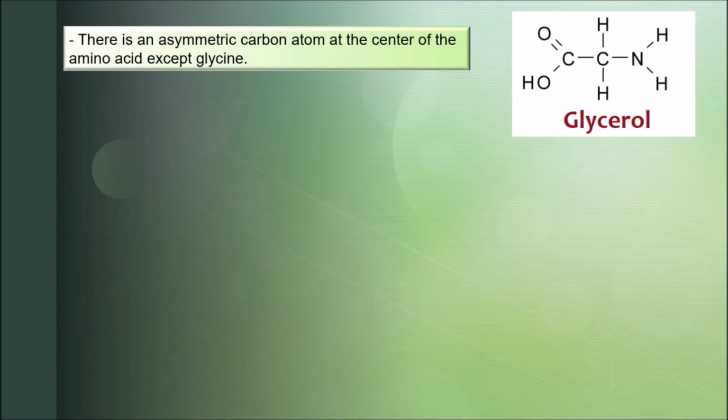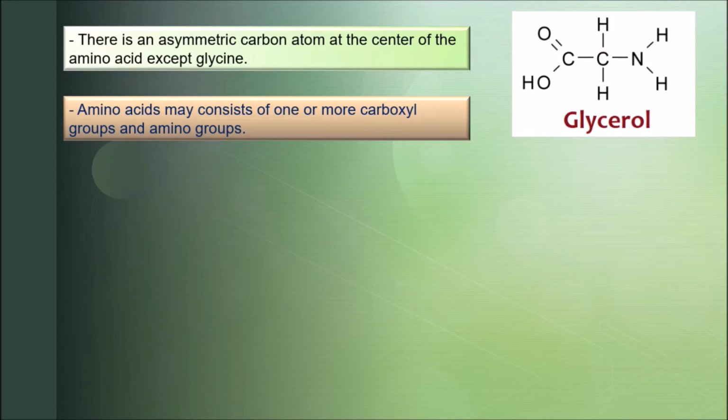At the center of the amino acid is an asymmetric carbon atom, except in glycine. In the case of glycine, R is replaced by a hydrogen atom. The central carbon atom becomes asymmetric when 4 different groups are attached to it. Amino acids may consist of one or more carboxyl groups and amino groups. Amino and carboxyl groups are shown to be neutral for ease of study.